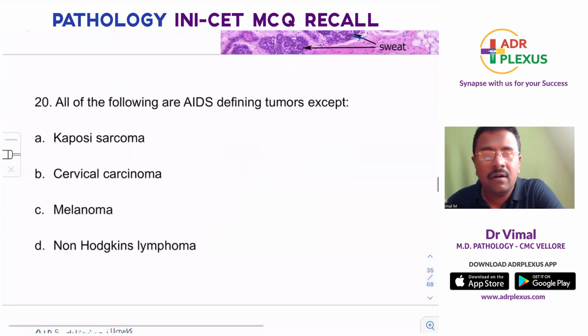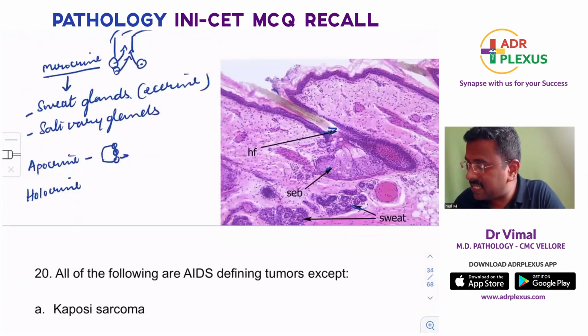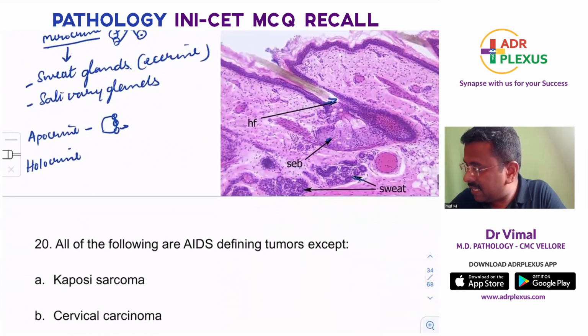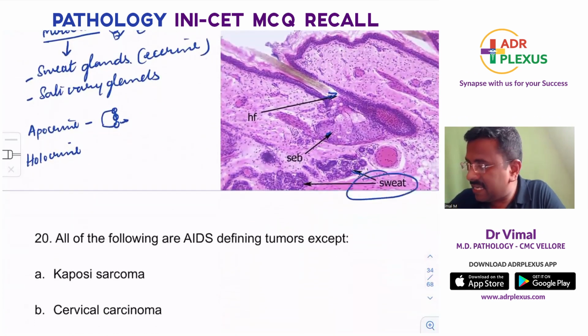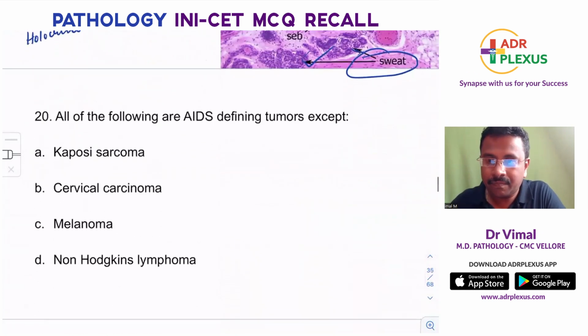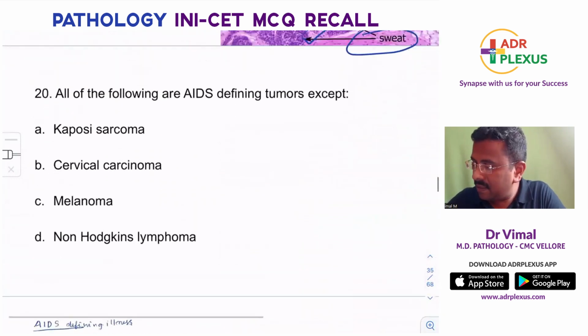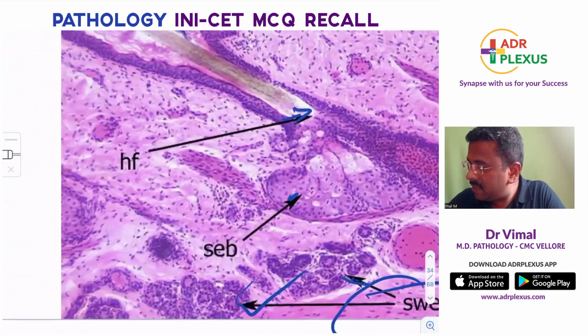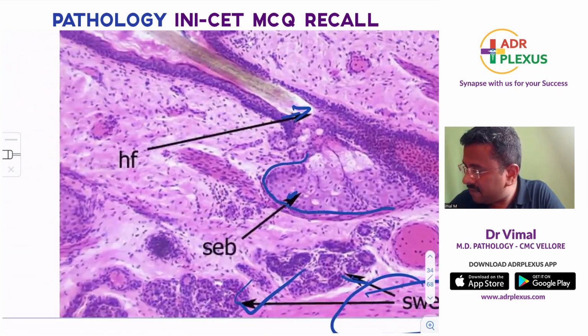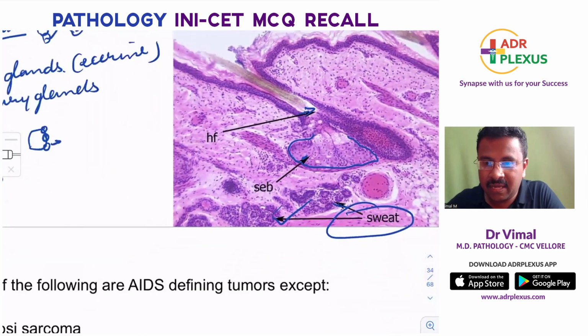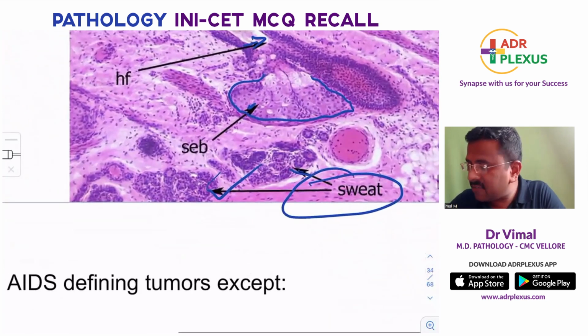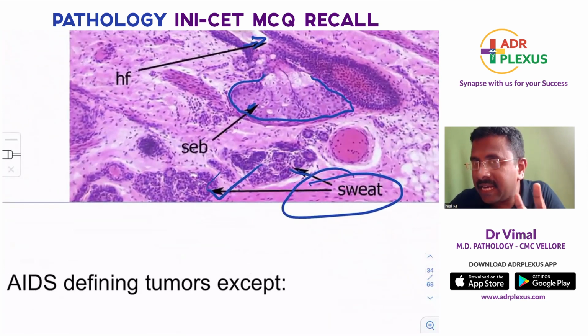Now the next question is, all of the following are glands except, and the answer for this is actually the sweat glands. The sebaceous glands will be present adjacent to the hair follicles. And the sweat glands will be of two types, apocrine and eccrine sweat glands. I told it is eccrine sweat glands.